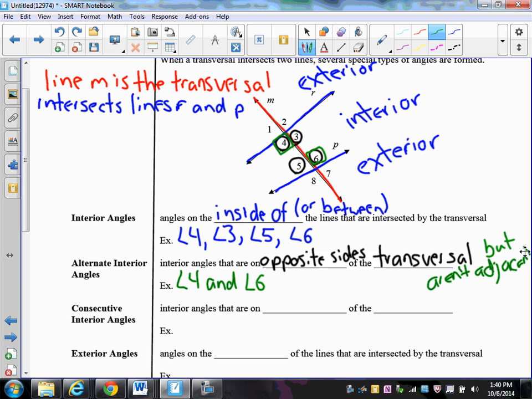Remember, the word adjacent meant next to. So we say they're on opposite sides of the transversal, but they're not adjacent. So if I take angle 3, the one that's on the other side is angle 5. So angle 3 and angle 5. Those are my 2 pairs of alternate interior angles.